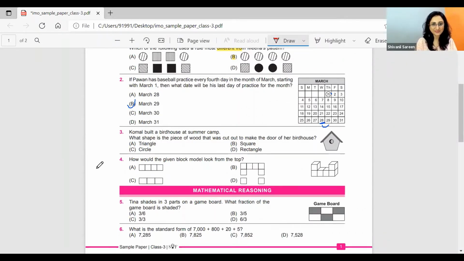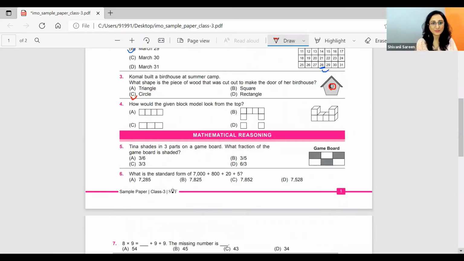Moving on to the third question. Komal built a birdhouse at summer camp. What shape is the piece of wood that was cut out to make the door of the birdhouse? Now see carefully, this is the birdhouse. The picture is being given. So, which shape is this? This is a circle shape. So this is the door. So don't get confused with the door. It may be rectangular or square or triangle. See, the picture is given. So the correct answer is circle.